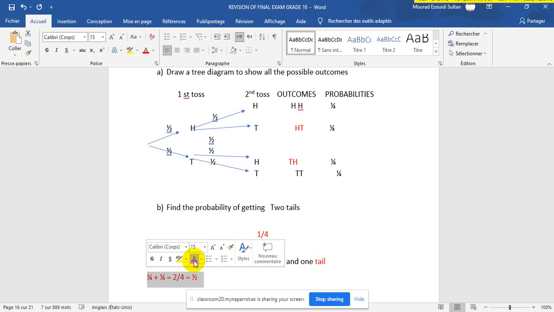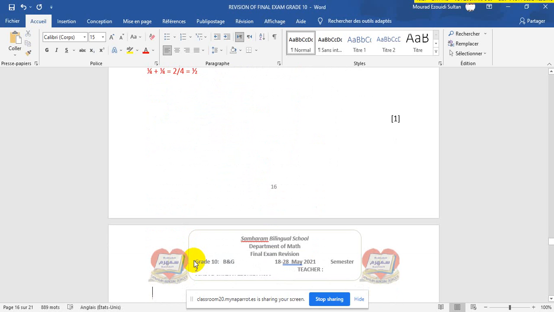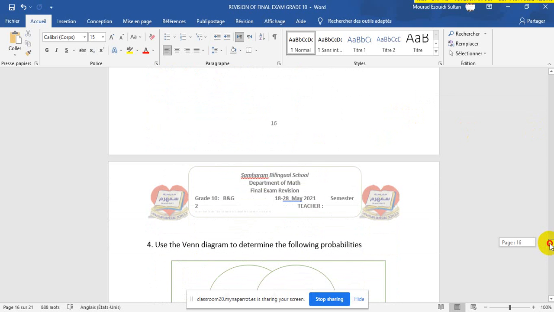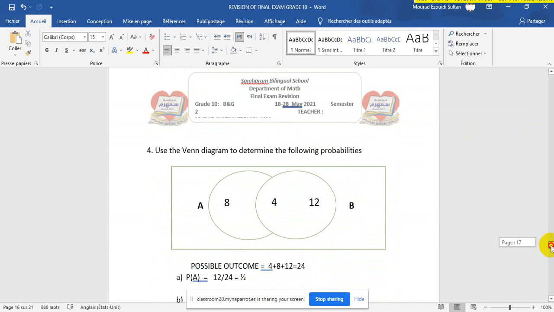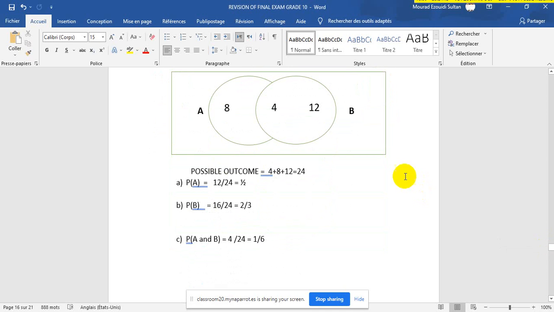Okay, we move to the second question. Use the Venn diagram to determine the following probabilities.